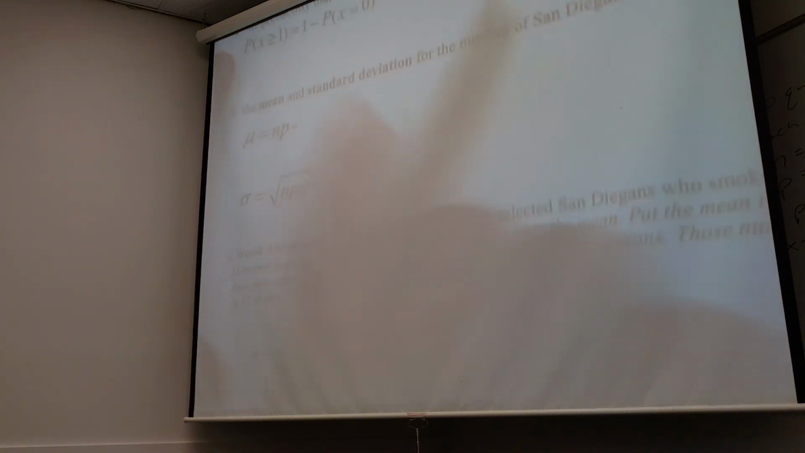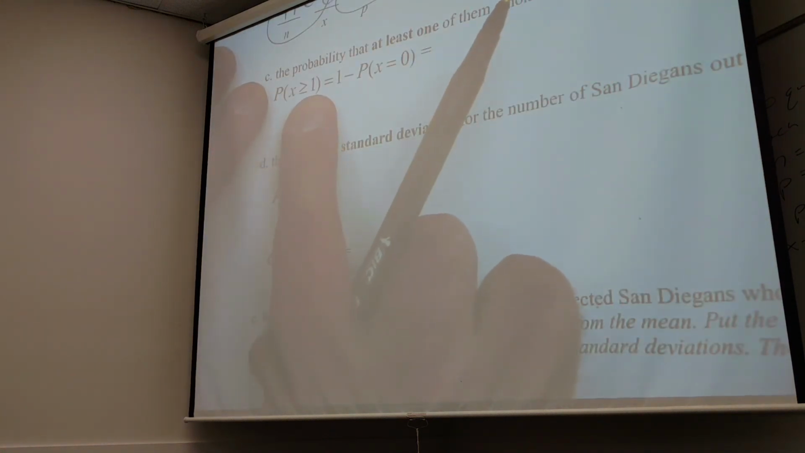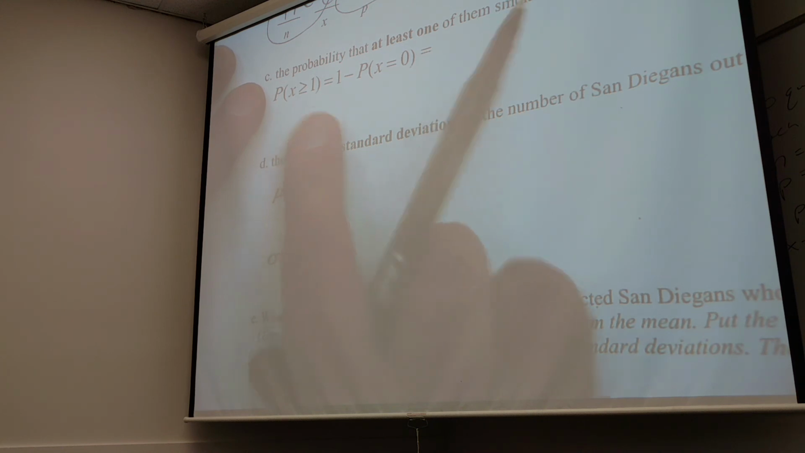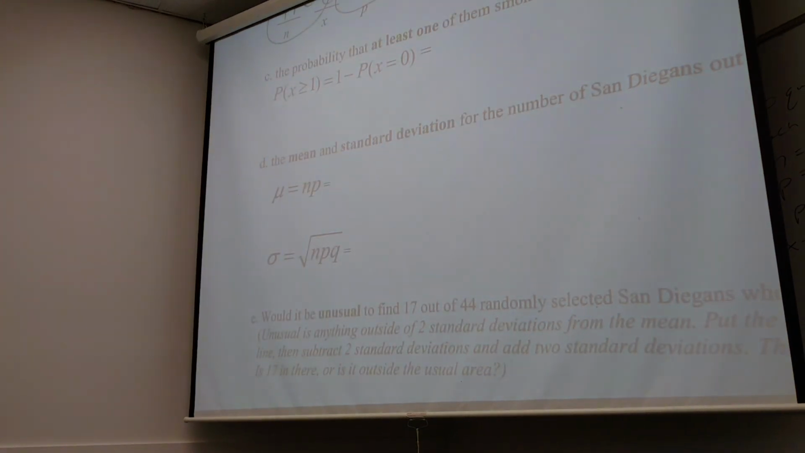And that's the next question really: what's the probability at least one of them smokes? Well, how many ways is there to do at least one? I can do 1 or 2 or 3 or 4 up to 44. So the opposite of at least 1 is none. So it'd be much easier to do 1 minus the opposite because I only have to do one calculation. We already did the probability of none.